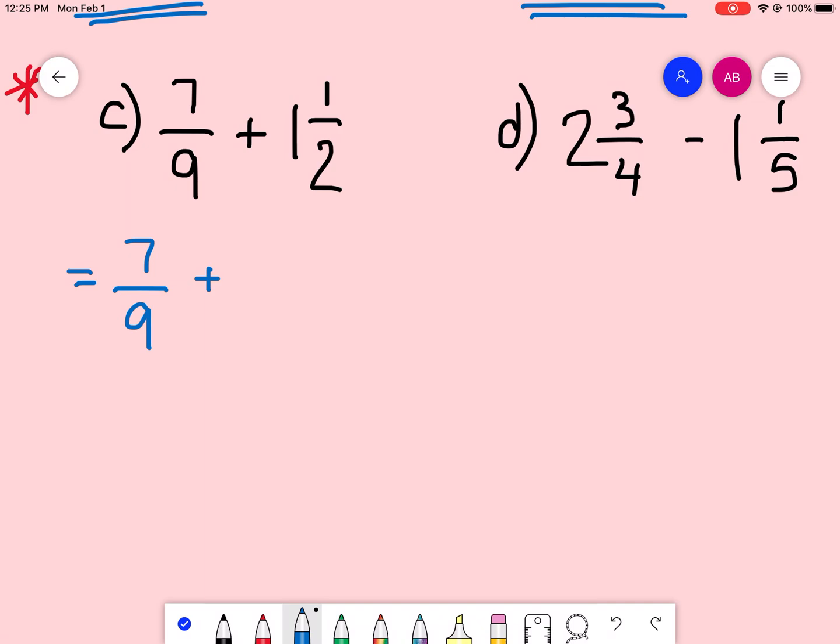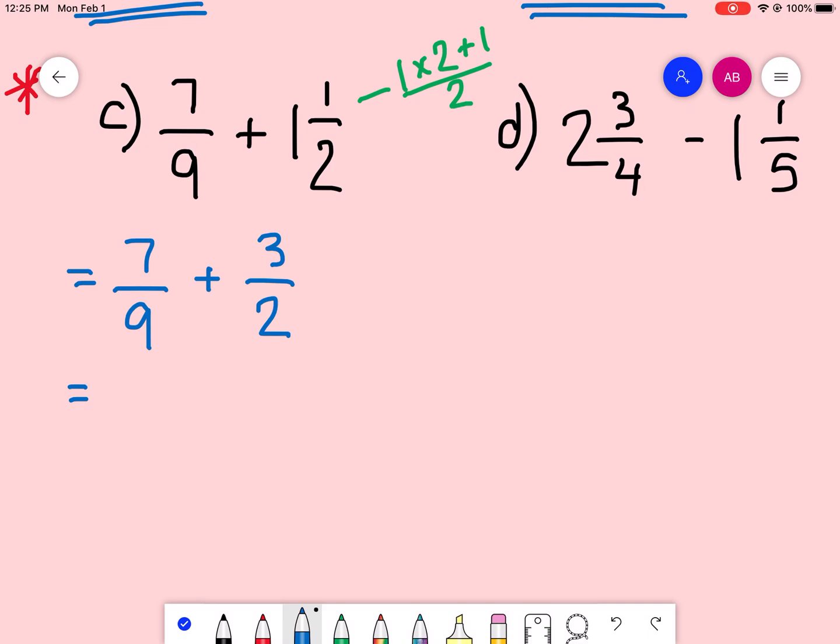This fraction, 1 and 1/2, becomes 3 over 2. That is because we perform the calculation of big number times by the denominator plus on the top number, all over our denominator. And 1 times 2 plus 1 is 3.